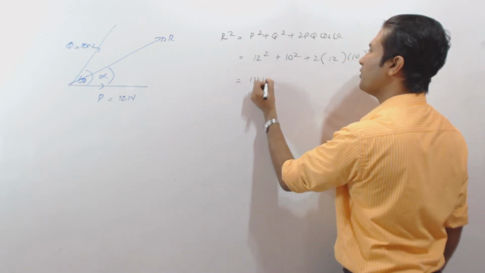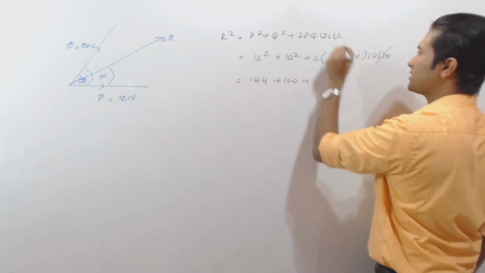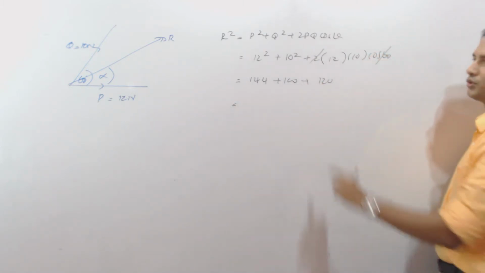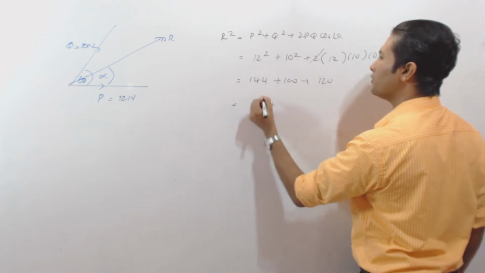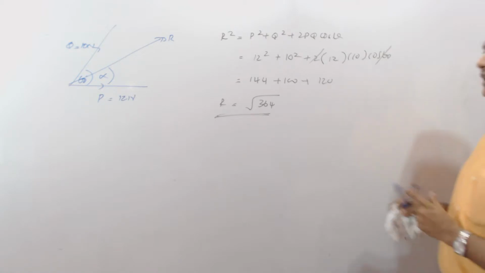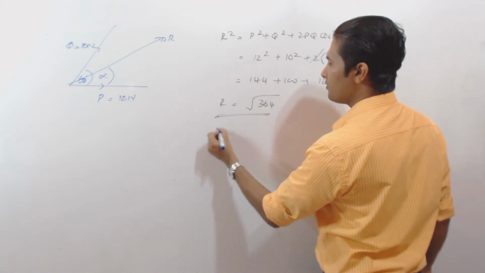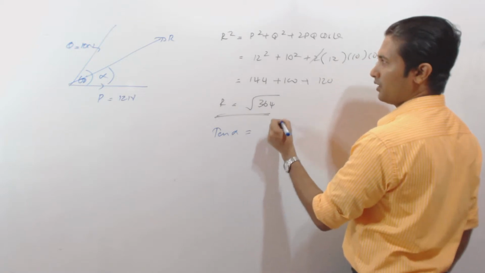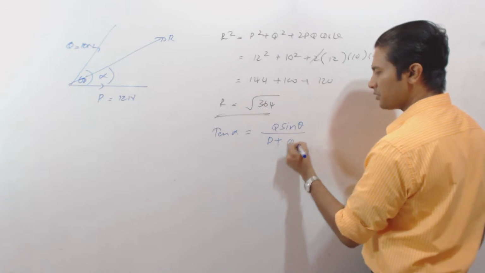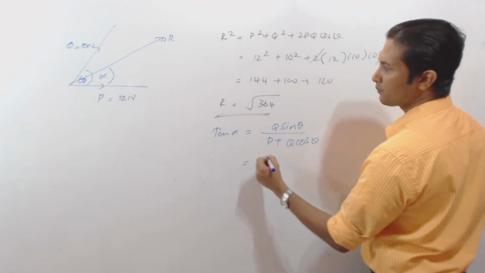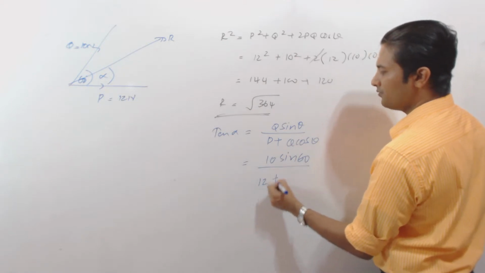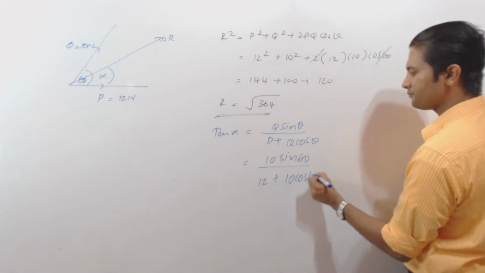Then this is 144, this is 100, cos 60 is half and the 2 cancels off. So the final answer is 364. The root of 364 is the resultant, and in order to find alpha, make use of that equation Q sin theta divided by P plus Q cos theta. Q is 10 sin 60 divided by P is 12 plus Q is 10 cos 60.